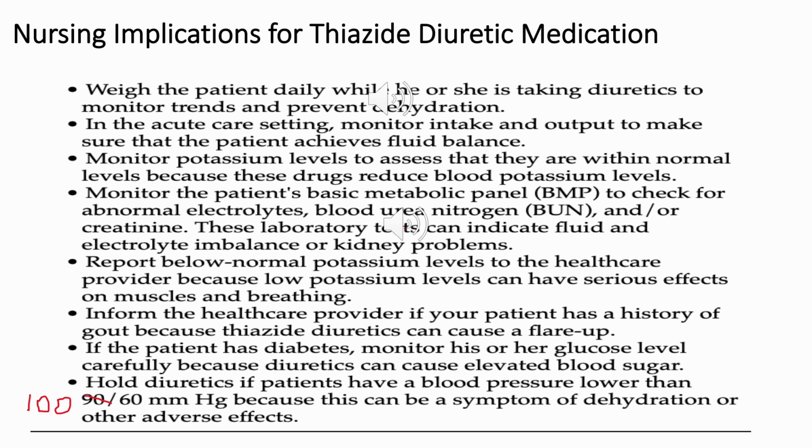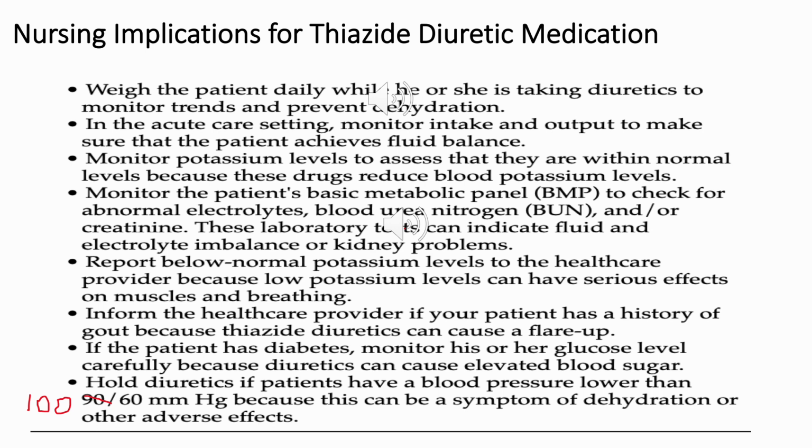If the patient has diabetes, monitor his or her glucose level carefully because diuretics can cause elevated blood sugar. Hold diuretics if patients have a blood pressure lower than 90/60. This is what the book says, but the parameters are truly 100/60 unless they are specifically outlined by a physician's order as a different number, because this can be a symptom of dehydration or other adverse effect.